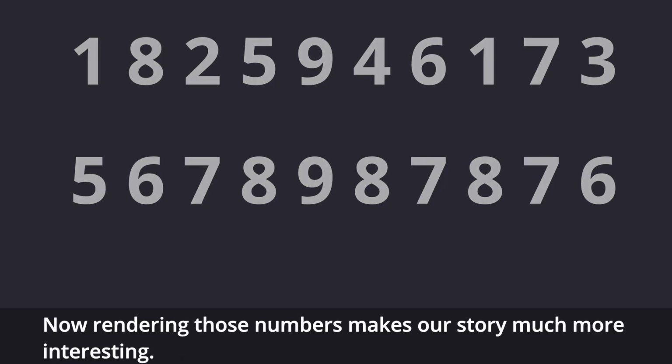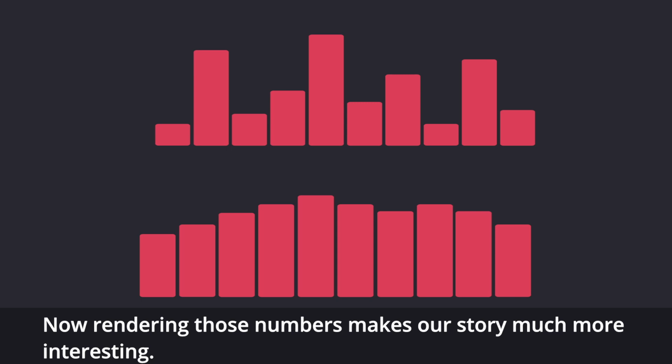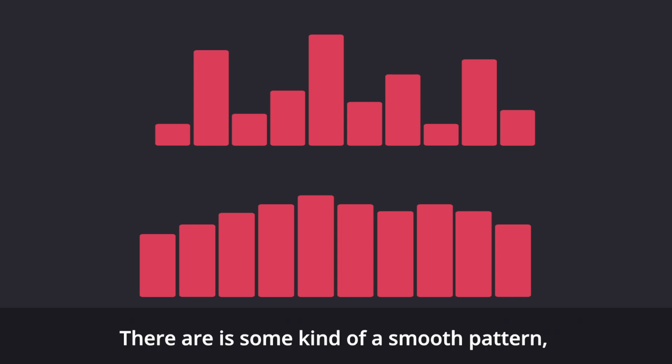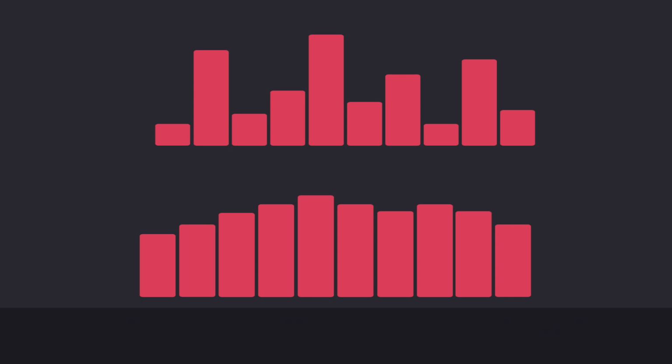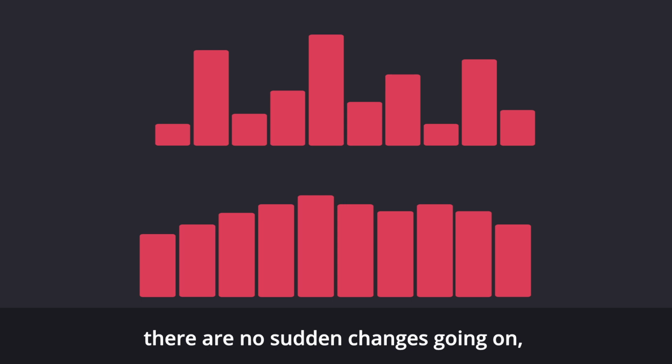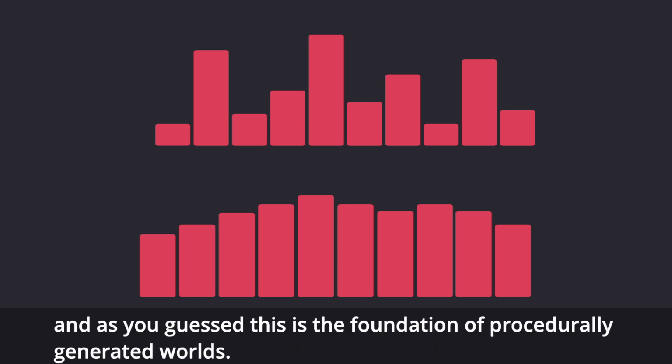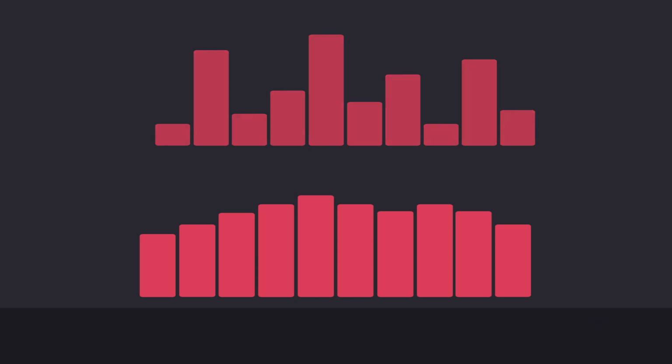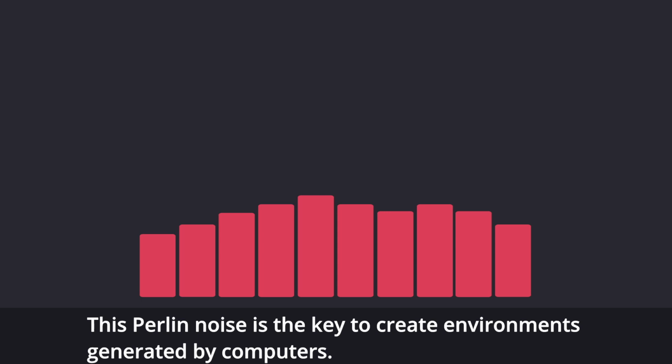Now, rendering those numbers makes our story much more interesting. There is some kind of smooth pattern. There are no sudden changes going on, and as we guessed, this is the foundation of procedurally generated worlds. The Perlin Noise is the key to create environments generated by computers.